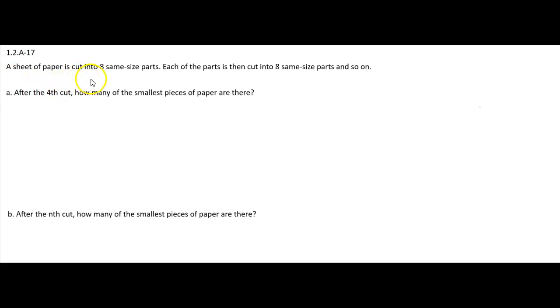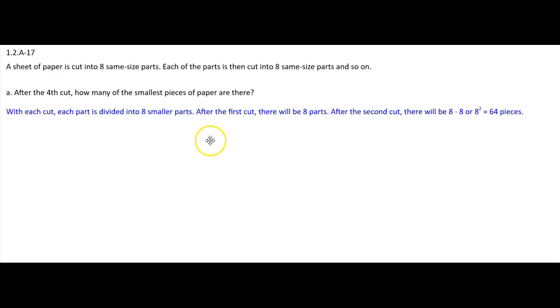A sheet of paper is cut into 8 same-size parts. Each of the parts is then cut into 8 same-size parts, and so on. After the fourth cut, how many of the smallest pieces of paper are there?